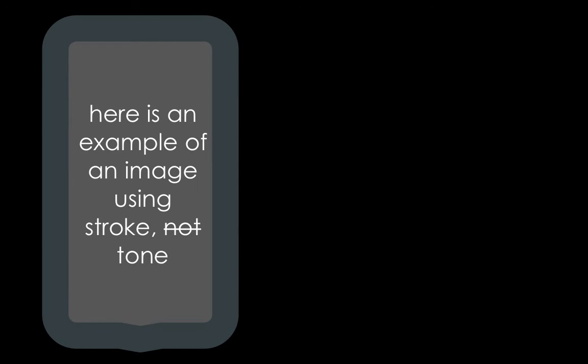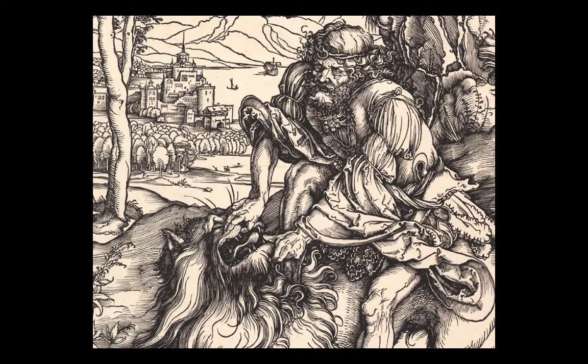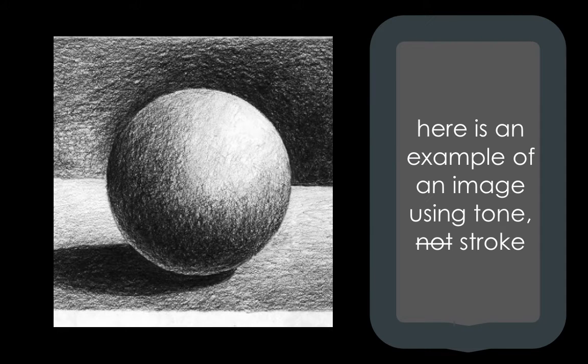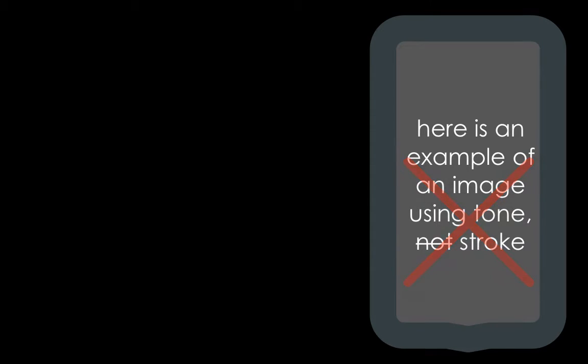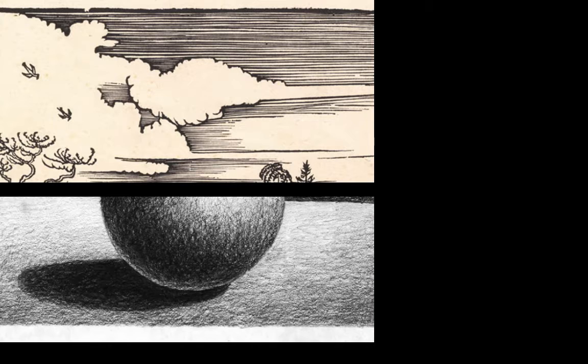Here's an example of an image using stroke, not tone. You can see how the man and the lion are used with lines that are drawn in order to show the darkness. The second image, the ball, is an image using tone, not stroke. So that is, they use shadows that are created with the side of the pencil. So it looks like a shape instead of just a line. And that's not what we want for this project. We want to use the stroke.